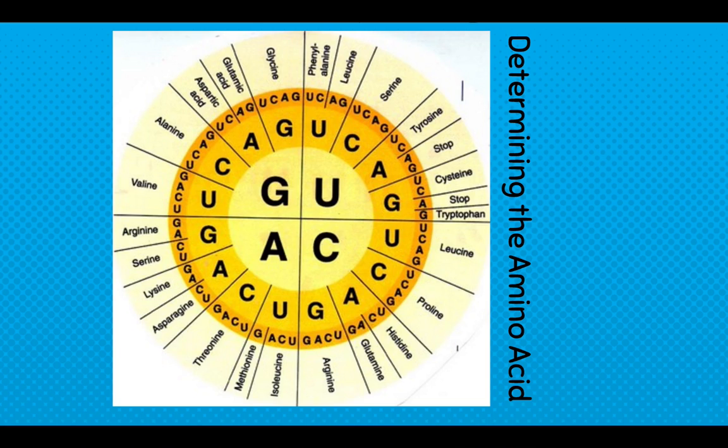So the wheel corresponds to the mRNA sequence. So if the mRNA is CGA, you're going to start in the middle. The first letter of the codon is a C, so you're going to be in this quadrant, down bottom right. And you're going to go to the second letter, which is a G, and then to the third letter, which is an A. That codes for the amino acid called arginine.